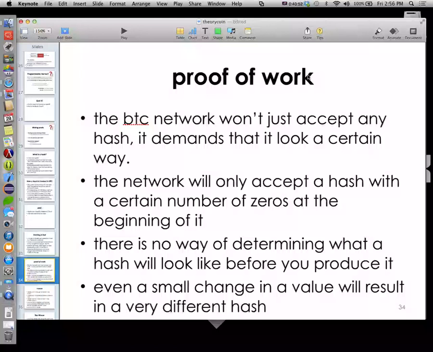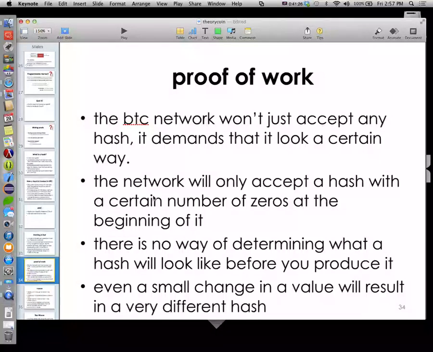So, introduce something called proof of work. And this is how Bitcoin does it, as well as all the SHA-256 algorithms. So the Bitcoin network won't just accept any hash. It demands that the hash looks a certain way. So if we think about this, the guess has to look in a very specific way. That way is what we can adjust to make it harder to guess, along with a couple of other things. The network will only accept a hash with a certain number of zeros at the beginning of it.